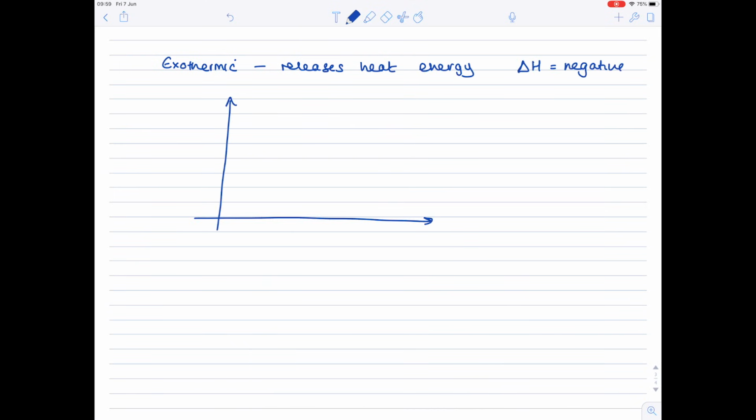Let's touch on exothermic and endothermic reactions now. So an exothermic reaction releases heat energy. Now you must be prepared to draw energy profiles. So we're going to label this as energy. This is the progress of the reaction.